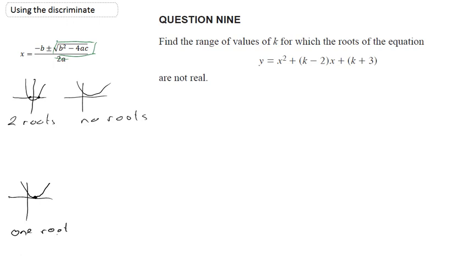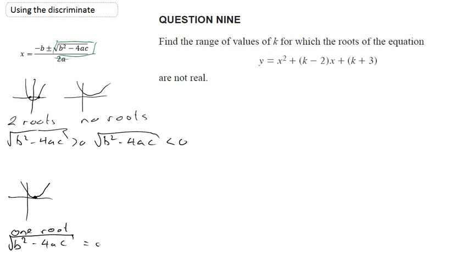Okay? And that's when the square root of b squared minus 4ac is bigger than 0. This is when b squared minus 4ac is less than 0. And this one is when b squared minus 4ac square rooted equals 0. So if they tell me that they have 2 real roots, or 1 real root, or no real roots, I can use the fact that I know what this formula or this discriminant equals to work it out.